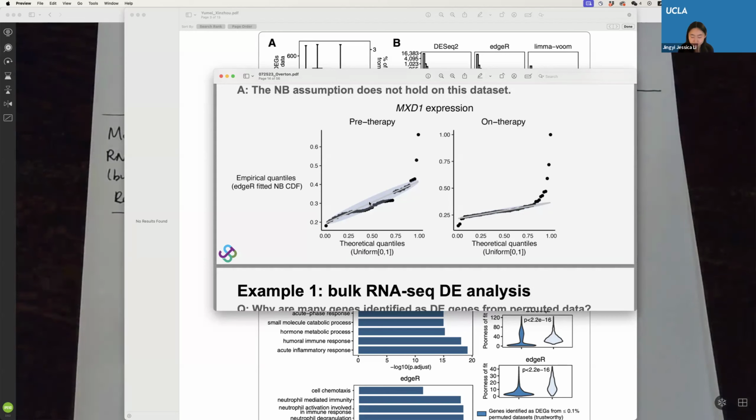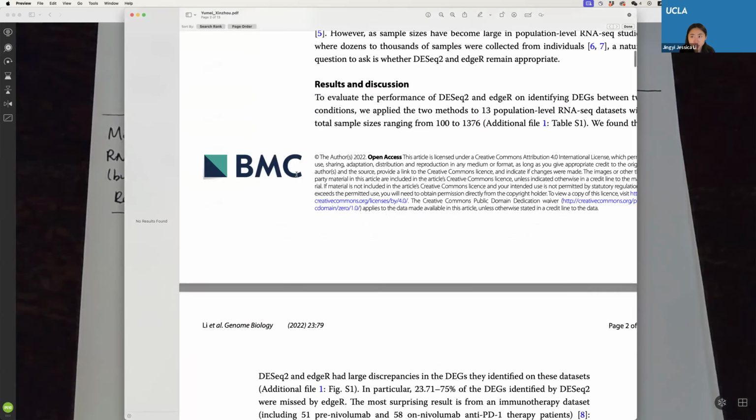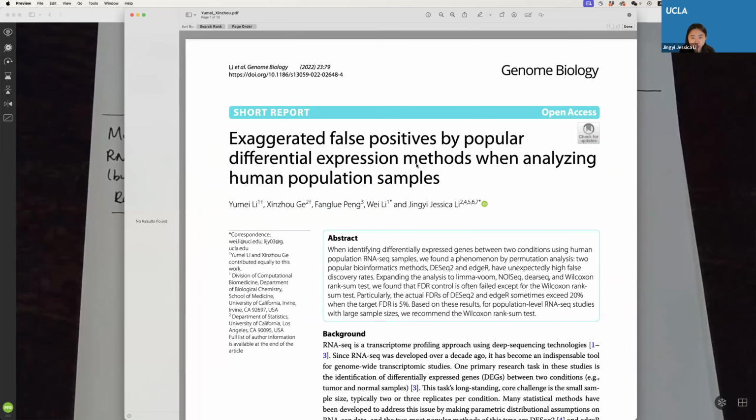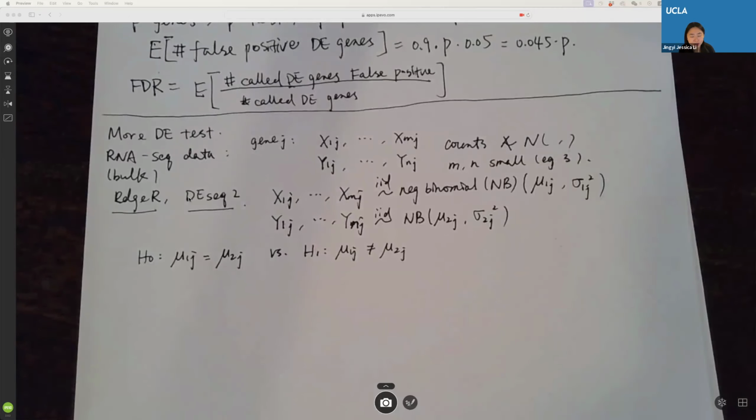Yeah. Thank you for the question. You can see that in our title, basically we emphasize that the difference is here. We are looking at human population samples from patients, not experimental replicates. So this is another crucial thing to bear in mind, that the data you analyze can differ, right? And whether the assumptions for a popular method hold for your particular data set.